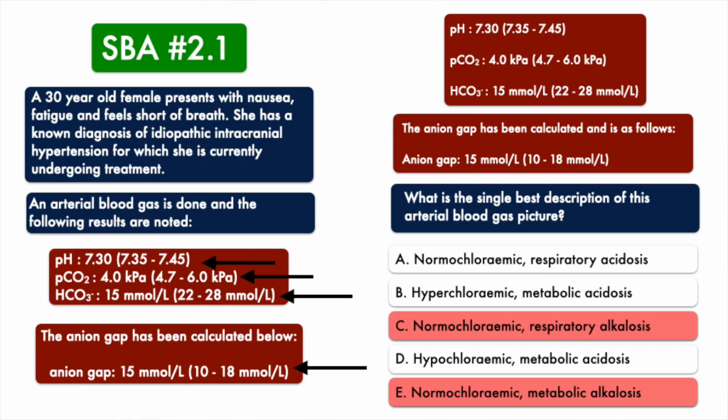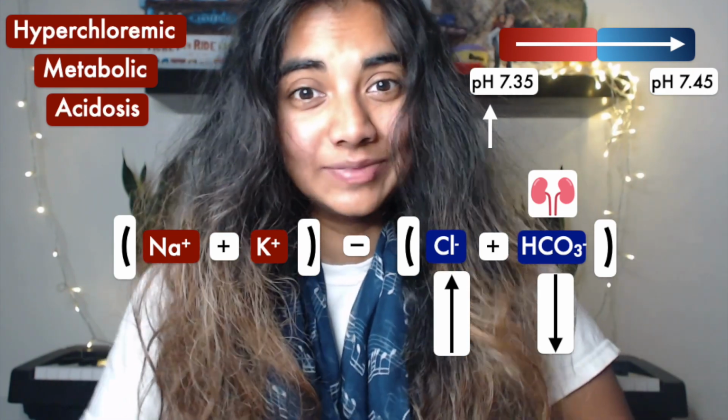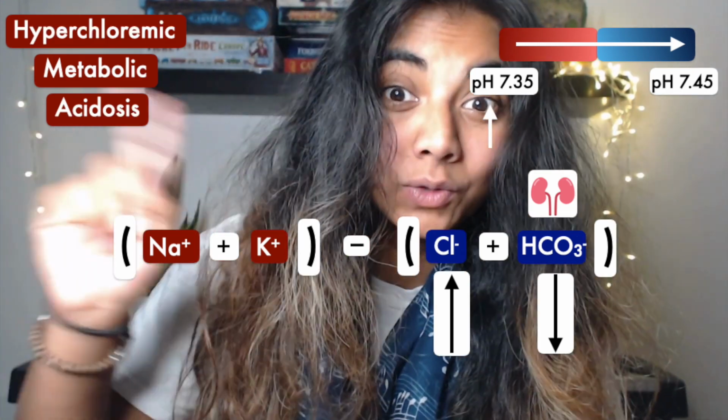Now, back to the question. So the patient has a normal anion gap, so this suggests that her levels of chloride ion have gone up to compensate for the decrease in bicarbonate ion. So she therefore has a hyperchloremic metabolic acidosis. Amazing, that's SBA 2 part 1.